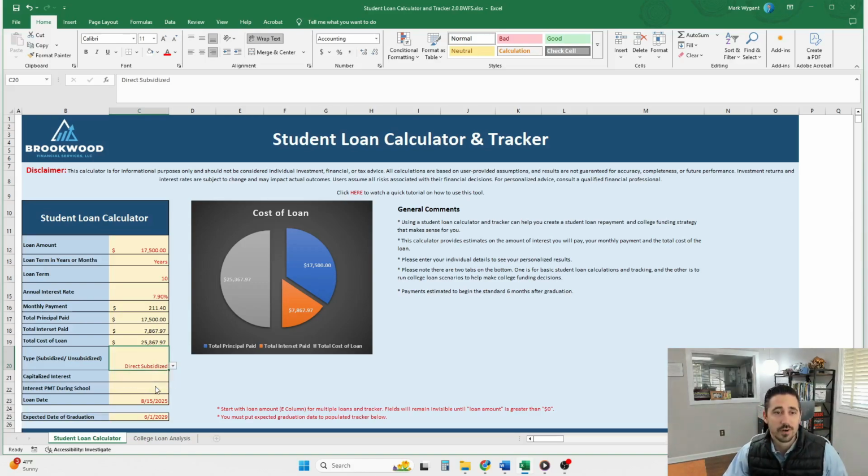The most expensive version is the unsubsidized, where you're allowing that interest to accrue and capitalize at the end of your grace period, and then you're paying back a larger principal at that same interest rate for that same period of time. You can see that's another $4,000 more expensive than if you were to pay the interest while you were in school. So these are the types of data points that come out of this calculator, so you can make choices and see the impact of your decisions.